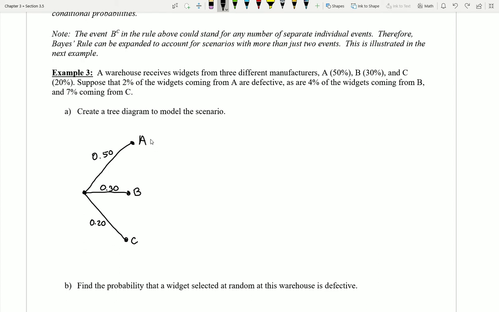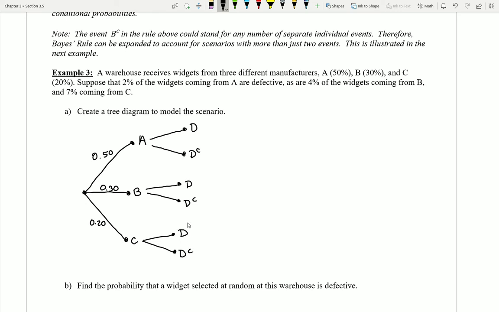Now, once that happens, I know that there's another split that can take place, which is sometimes I'm going to get an item that is defective, and another time I may not get an item that's defective. So I get defective items, and we'll say not defective items. And that happens with each one of these manufacturers, defective and not defective. So I'll draw this out here.